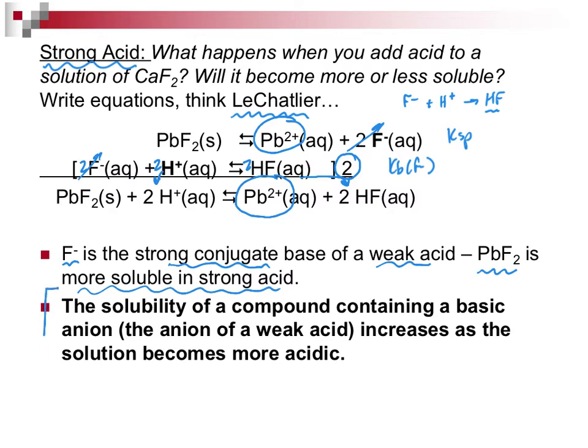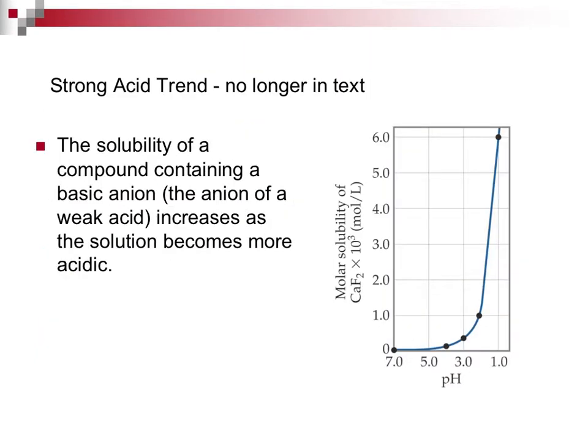So the bottom line is the solubility of any compound that has a basic anion, by that I mean the anion of a weak acid, the solubility is going to increase as the solution becomes more acidic. We do not do a calculation. We keep it on the conceptual level. So this is the strong acid trend. It's no longer in your text. It was still in my notes.